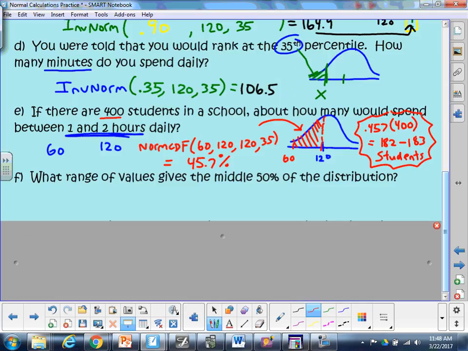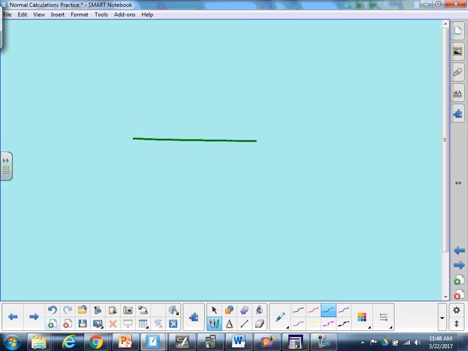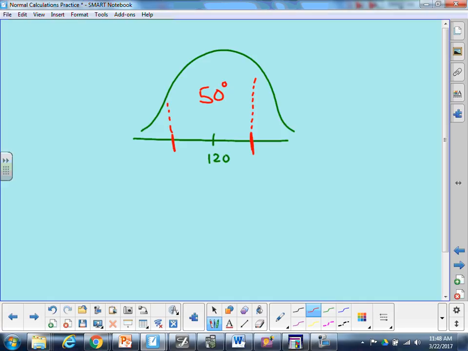All right, part F, what range of values, okay, so we're trying to find values given a percentage. We're given the percentage. We're going to use an inverse norm here. Okay, so let's draw a little picture. I'm going to do it on the next page, a little more space here. So we need the middle 50%, right? So let's say, here's our curve. Okay, 120 is in the center. Okay, there's some numbers here and here that would contain 50% of the values. Okay, and we need to figure out that number and that number.